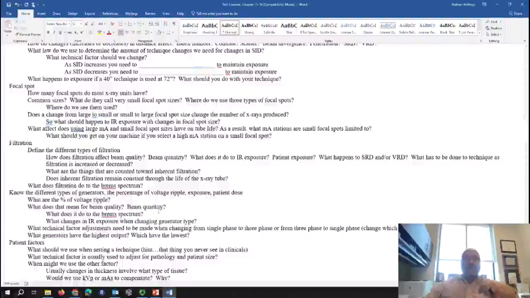Beam quality goes up, beam quantity goes up. We just talked about the beam spectrum. Image receptor exposure, if we did nothing with our technique, it would increase as well. But since it does so much, we have to adjust our technique. So our technical factor adjustment needs to be made. And again, it would seem like you would go from single phase to three phase, it'd be a factor of 3, but it's not. It's a factor of 2.